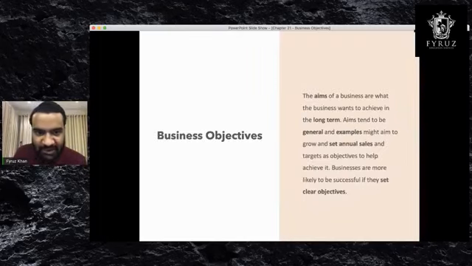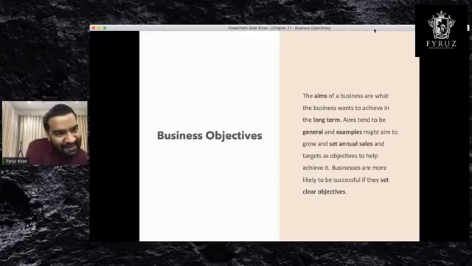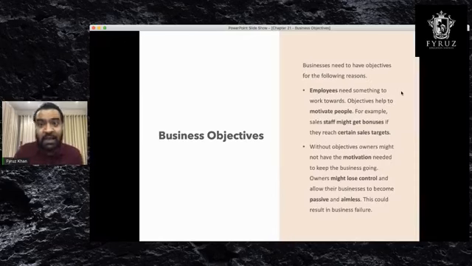Yeah, let's go ahead. Now, business objectives, as I said, are more clear. They have more clarity. They're more focused than an aim. So this is why business objectives are very important. They give you clear objectives. And why is a business objective important?